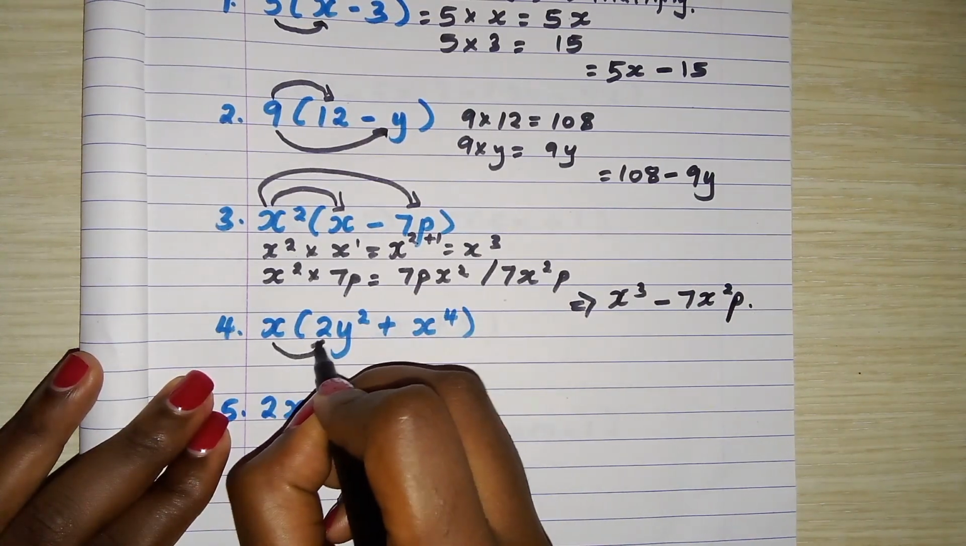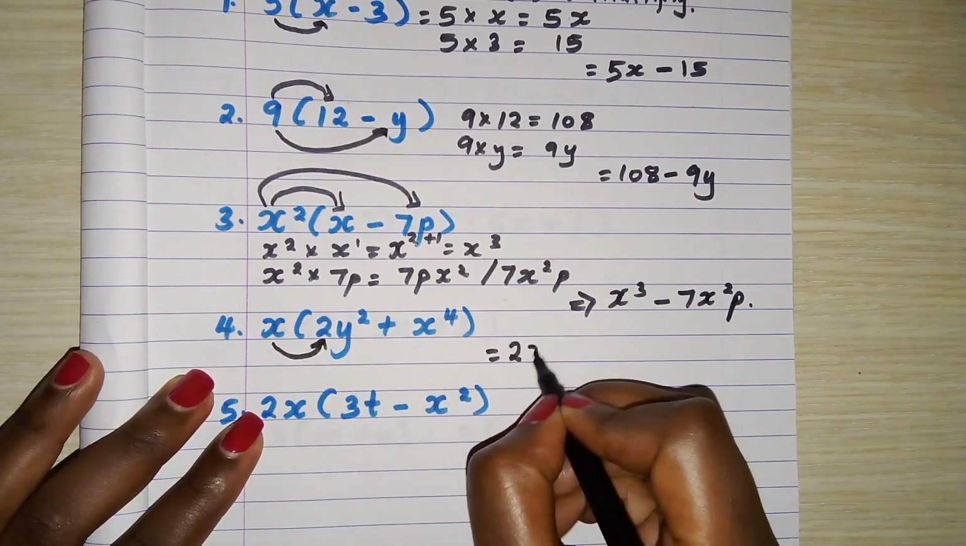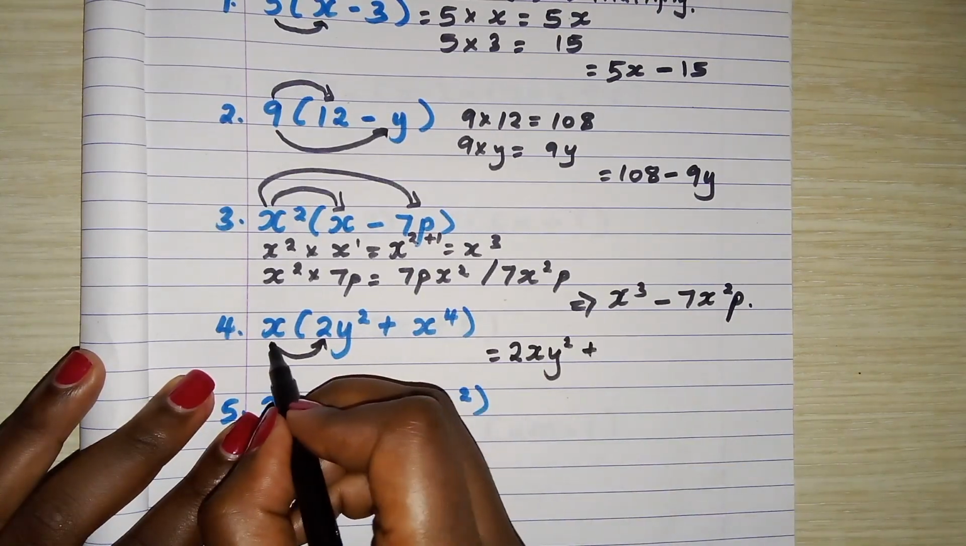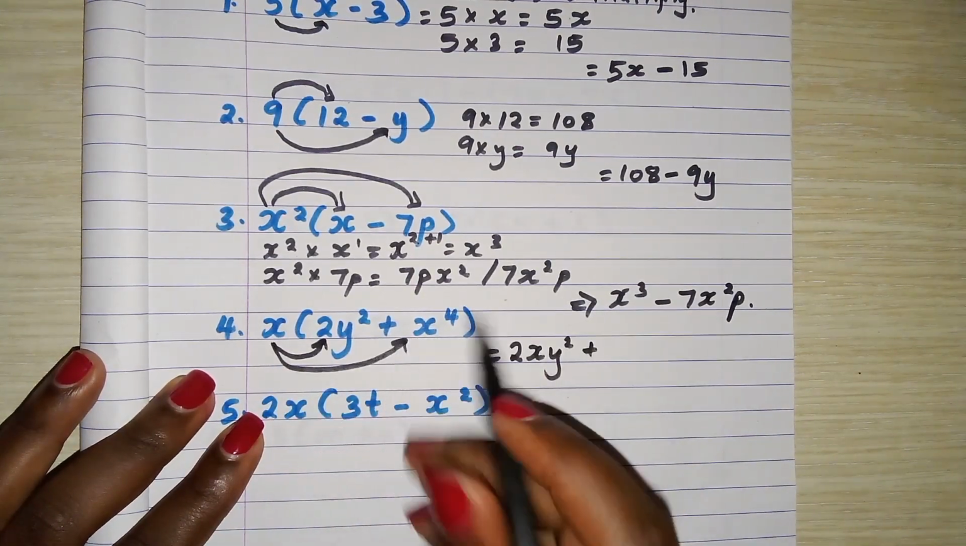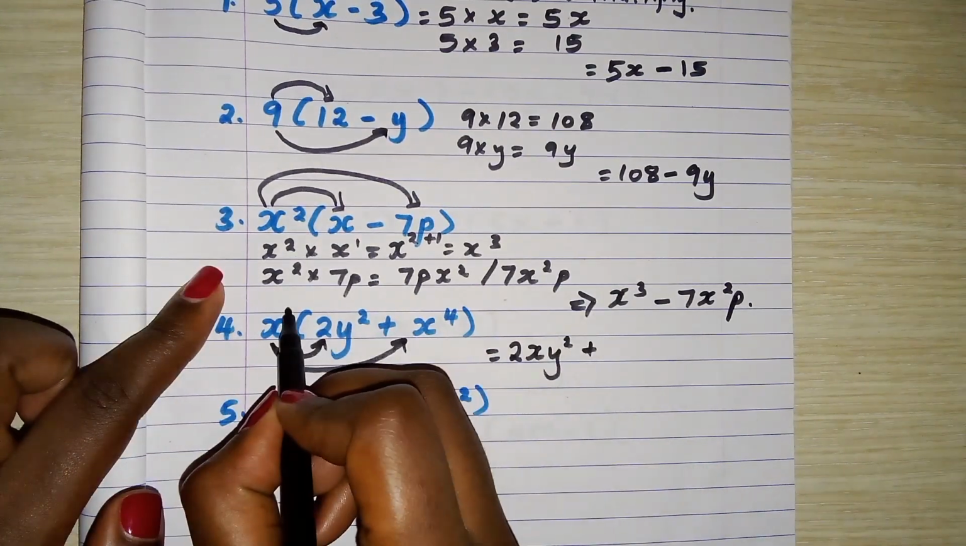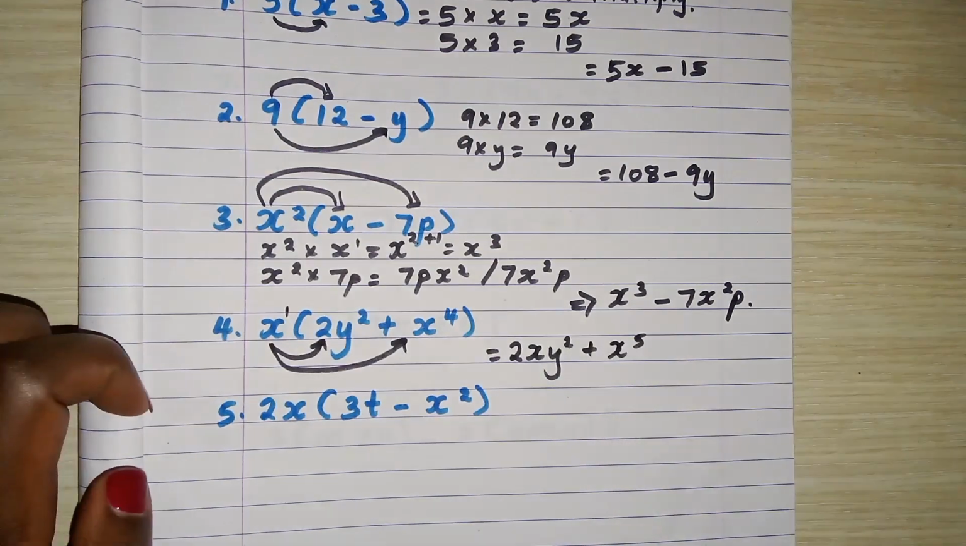So we do x times 2y squared. That would be 2xy squared. Okay, then you do x times x power 4. Since it's the same base, so we just add the powers. Here it's power 1, so 1 plus 4 would be 5, so x power 5.